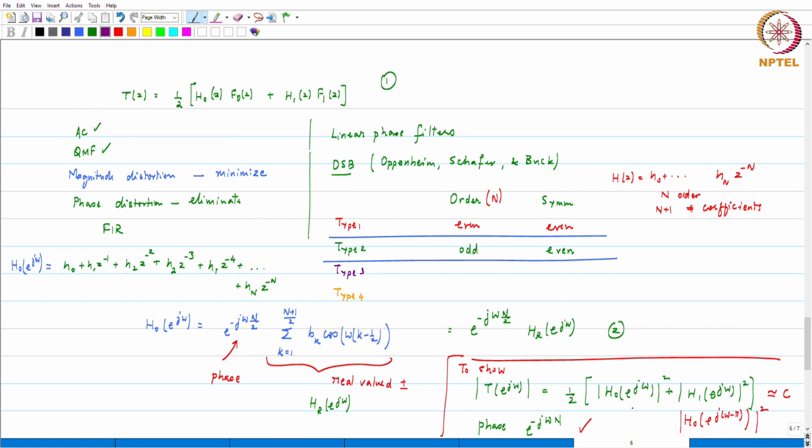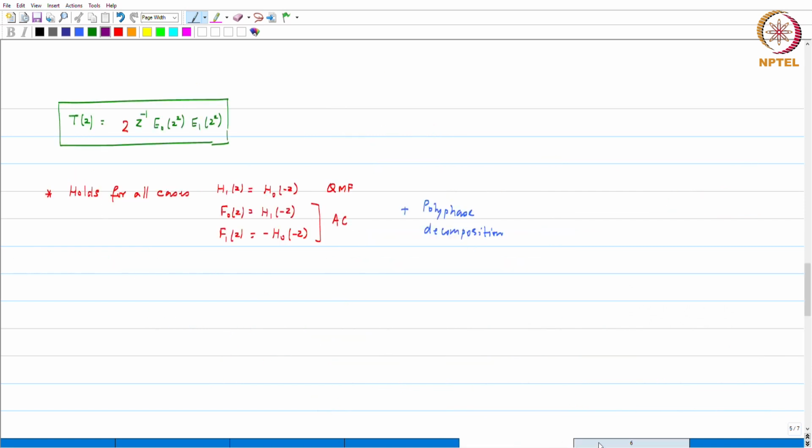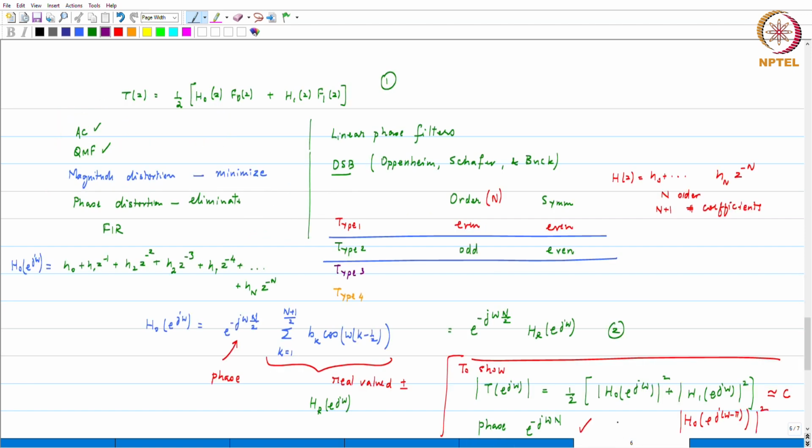Now we want to go back and look at the case where the transfer function T of Z is a linear phase transfer function. In the last lecture we talked about what would be the implications if E naught and E1 were delays, in terms of the prototype filter, and we saw that making E naught and E1 delays will not give us good low pass filters. So let us for the moment put aside the magnitude distortion constraint and see how we can satisfy the linear phase constraint. That will be the focus of our discussion today.